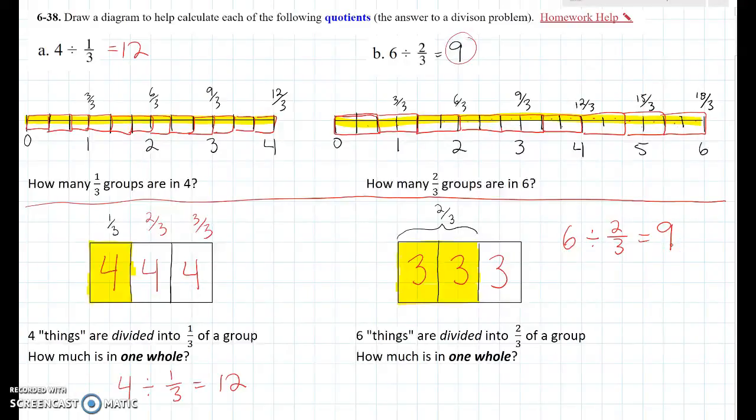So you get the same answer doing both ways, just 2 different ways to think of these division problems. Breaking it into groups of 2/3, and then thinking of 6 being 2/3 of a group.